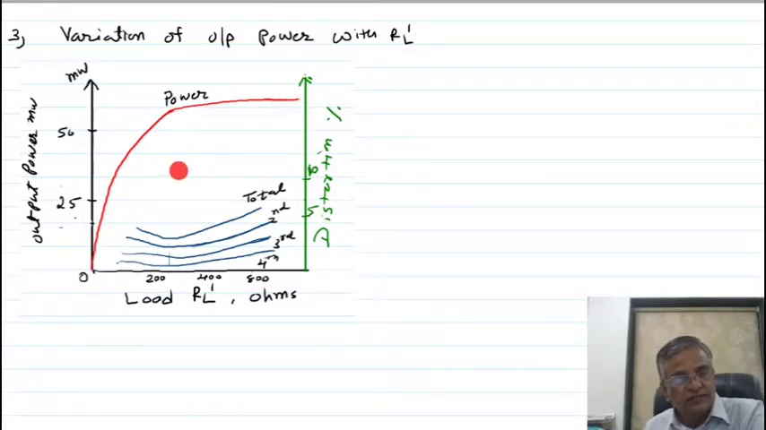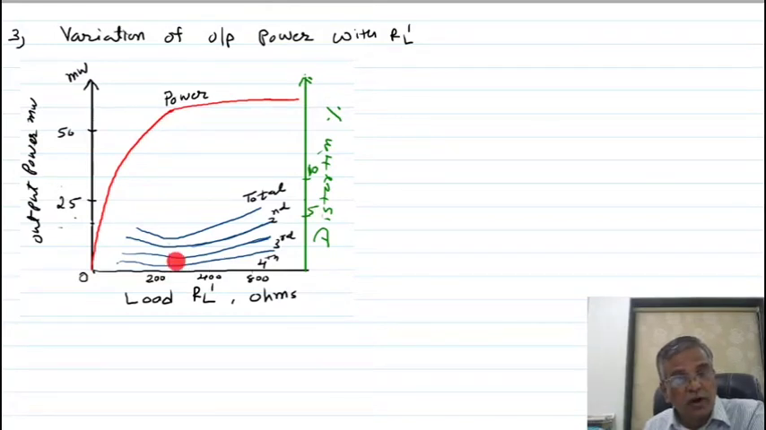In this graph, the variation of the harmonic distortion with RL' is also shown. You can see that this is the graph of second harmonic distortion, this is the third, this is the fourth, and this is the total harmonic distortion. This graph indicates that at this value of the load your power is maximum, and at this value of the load harmonic distortion is minimum.